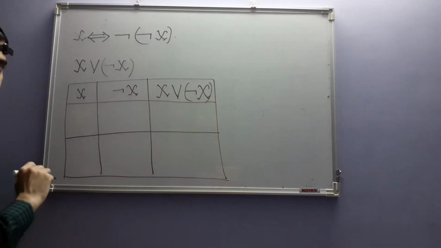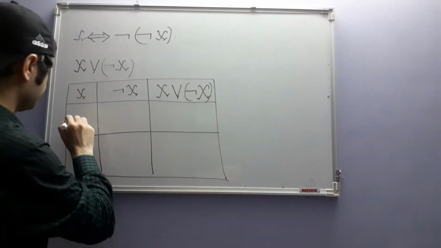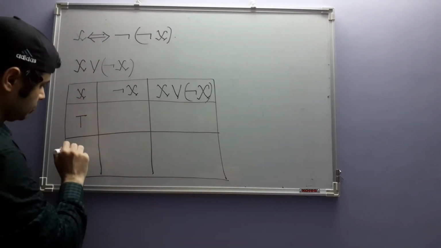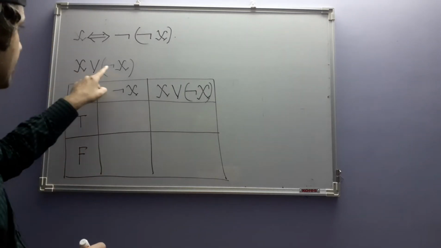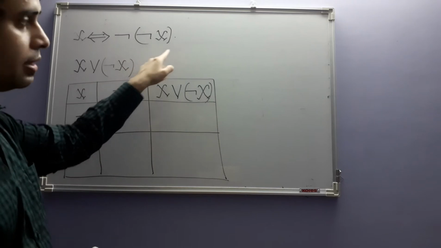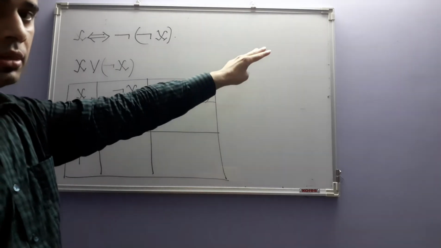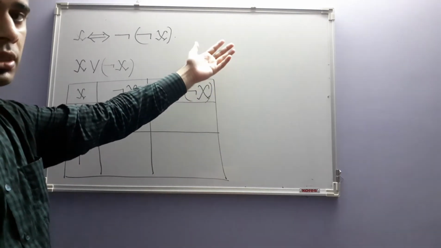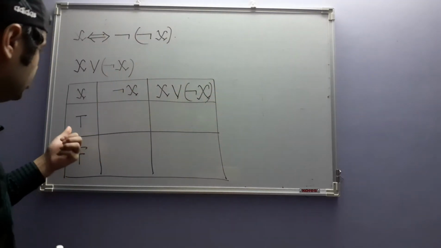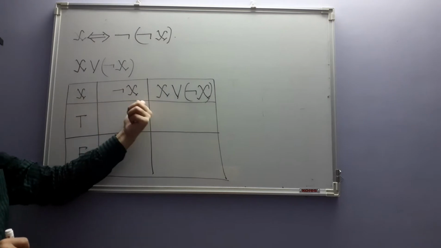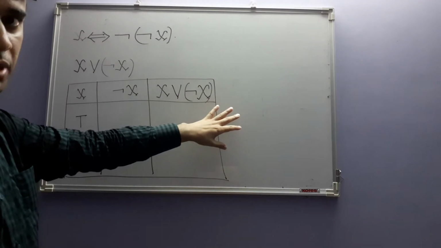Only two rows, of course, because we are dealing with only one independent statement. X can either be true. Independent I am saying because here we have X, the others depend on X. In the previous one we had three independent statements, X, Y and Z. Their truth or falsity did not depend on the truth or falsity of the others. So they were independent. Here, however, negation of X depends on X.